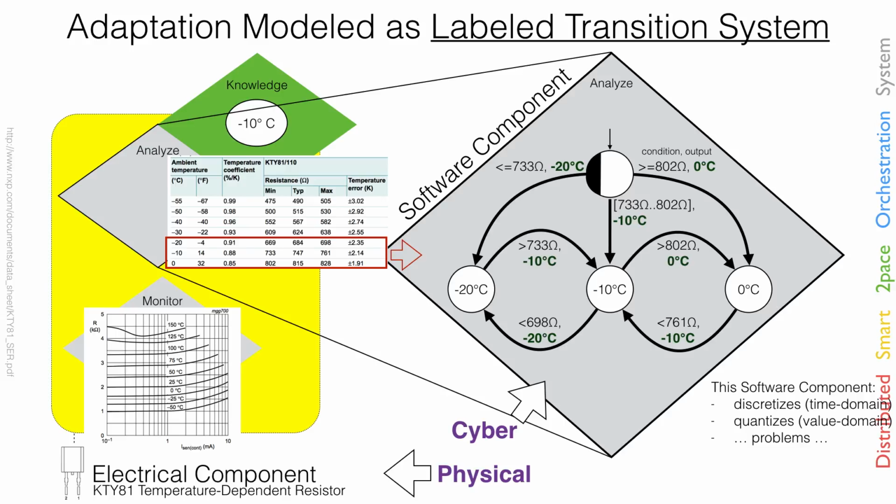So either the measured resistance is below or equal 733 ohms, then we assume we are currently at -20 degrees. It's between 733 ohms and 802 ohms, then we assume that we're at -10 degrees. Or it's above or equal 802 ohms, then we assume that we're at 0 degrees at the moment. In our case, let's assume we're below or equal 733 ohms. So we take the transition to the left and we are in the state -20 degrees.